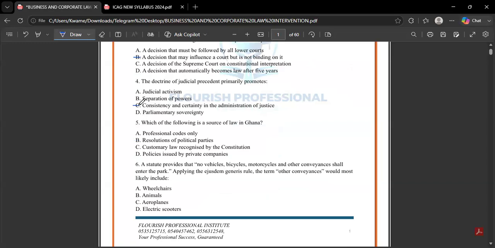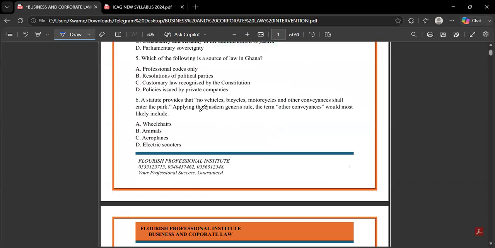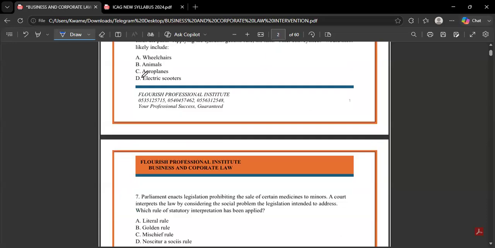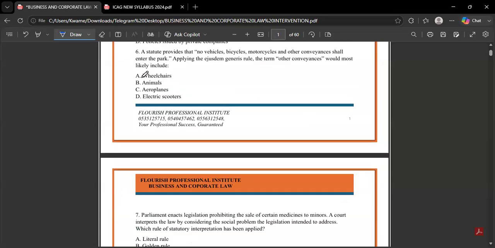Okay. But over there it says other conveyance. No vehicles, bicycles, motorcycles, and other conveyance. And it's saying that applying the ejusdem generis rule, the term other conveyance will likely mean. So the emphasis is on the term other conveyances. Are you getting it? Yes, sir. So would you want to change your answer? Yes, please. I'll go for the electric scooters. Okay.